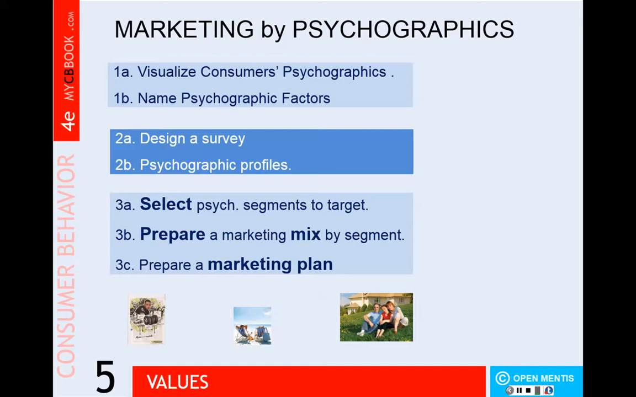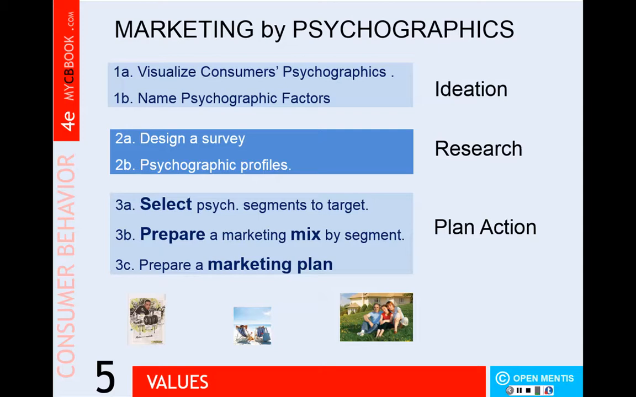I select which segments to target. I prepare a marketing mix. I prepare a marketing plan. I give them a heading. So my three major things when I want to target my consumers by psychographics: I have to do ideation, I have to do research, I have to do plan action. I have been able to reorganize the 7 points into 3: ideation, research, plan action. I can drill this down into their heads: ideation, research, plan action.